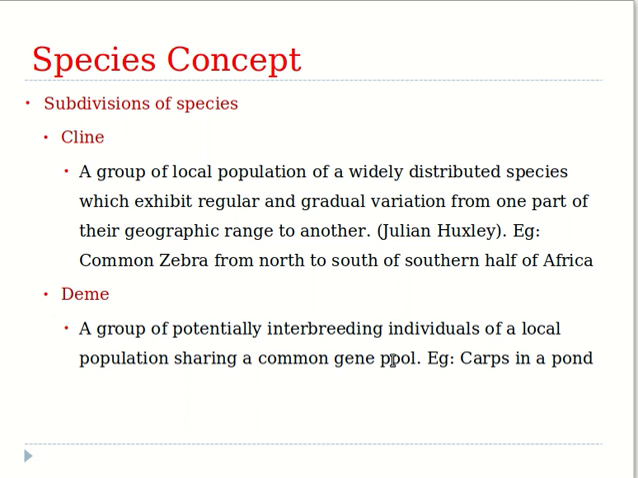So, we saw subspecies, semispecies, sibling species, Cline and Deme. These are the different subdivisions of species. We saw the two species concepts, biological and morphological. Okay, fine. Thank you.